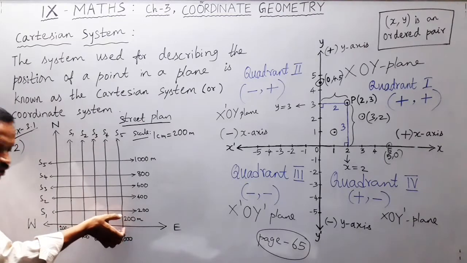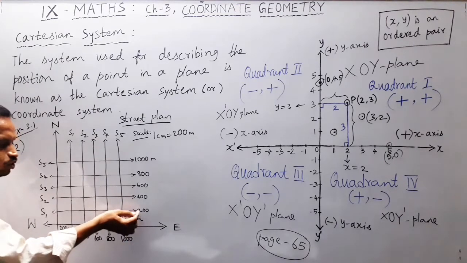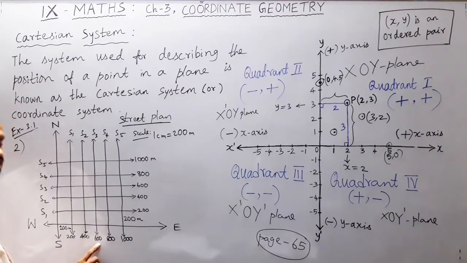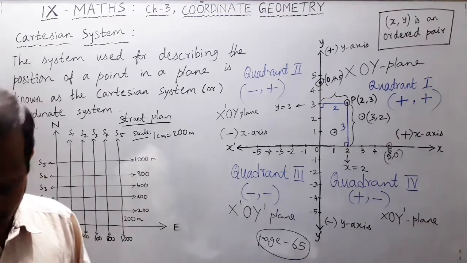So each distance is 200 meters. So 200, 400, 600, 800, 1000 meters. Here also 200, 400, 600, 800, 1000 meters. The unit given here is meters. So you consider the scale of 1 centimeter as 200 meters. You can draw it easily. And now they are giving another message there.